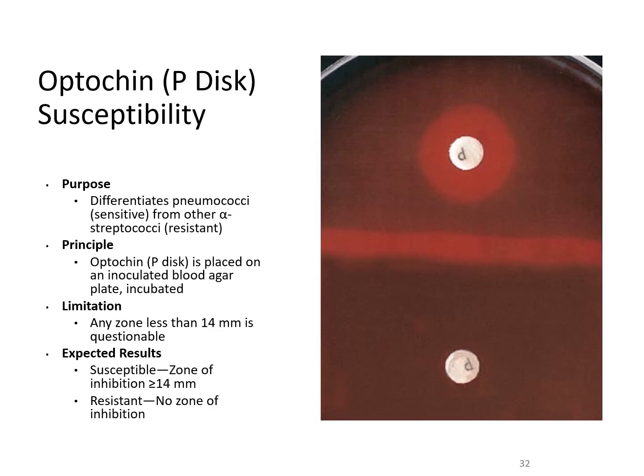Our optochin or P disc is set up just like our other disc test that we did. You create that bed of that organism, place that disc on it, allow it time to grow, and then you're measuring that growth pattern from one side to the next. Greater than or equal to 14 millimeters is considered susceptible or sensitive, and if it grows all the way up to it, it is resistant.